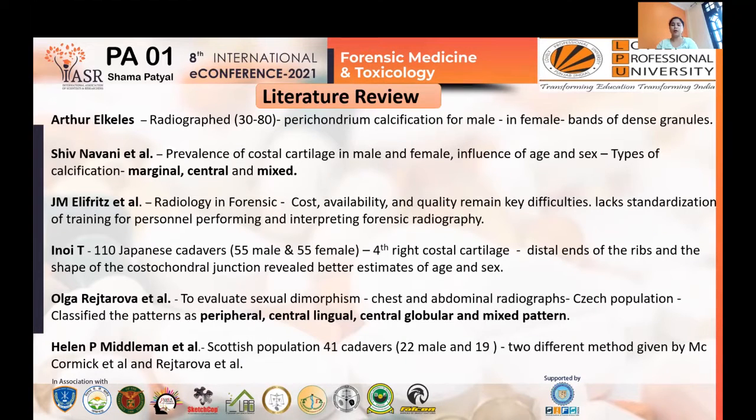Now, although the role of costal cartilage in sex determination has been studied earlier also, there are limitations from population to population. None of the studies use digital radiography, which can provide better visualization of ribs.